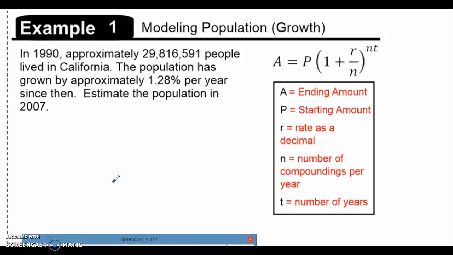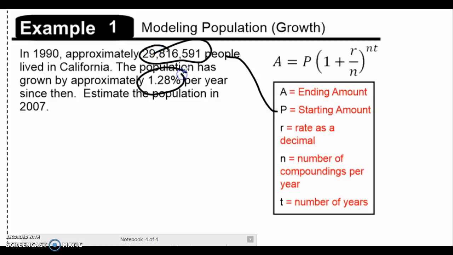So take a second to read the problem, and let's look at some of the important information. In 1990, approximately 29,816,591 people lived in California. The population has grown, so this is a growth. That's why you see the plus r over n. We want to find our key things. The P is right here.